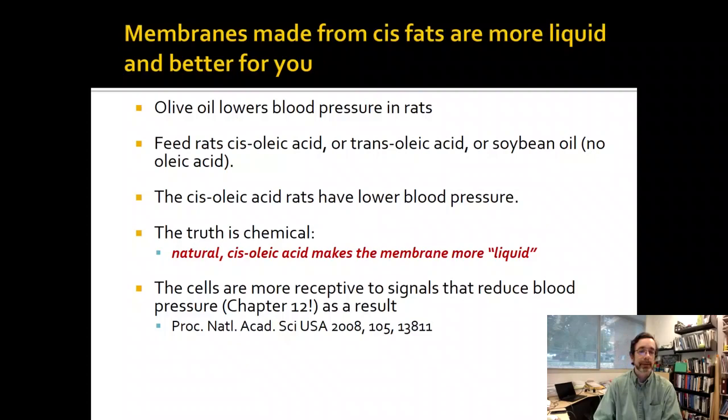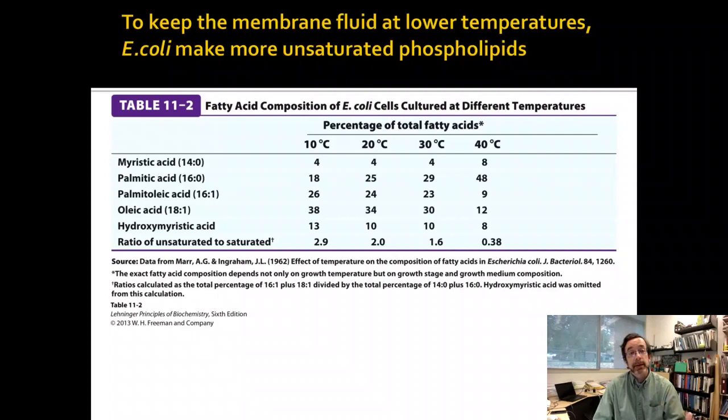So, just like rat cells need to have membranes that are fluid, E. coli have the same structure of membranes, and they do the same thing. What they do is E. coli will actually grow, and as it grows, it will keep its membrane in the fluid state by either making more saturated lipids if it's one temperature, or more unsaturated lipids if it's the other temperature. So check out how this works.